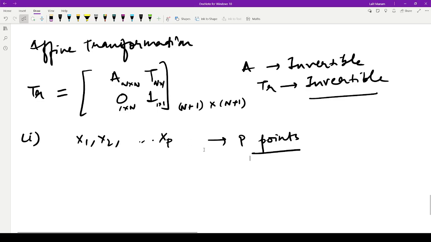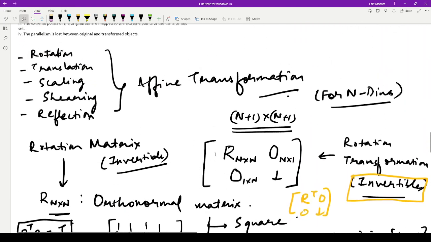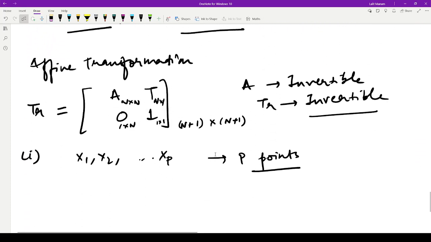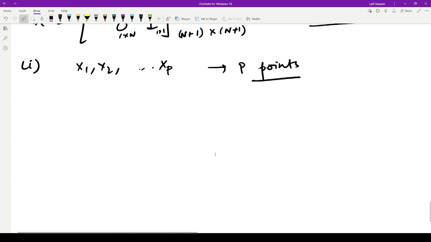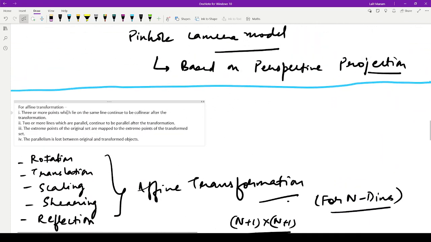So we have p points out here. For this specific part, we have to assume that it's in two dimensions. I mean, we are considering two-dimensional points so that our affine transformation will look like a 3 cross 3 matrix. If we assume that, then we can use the properties of a line directly.